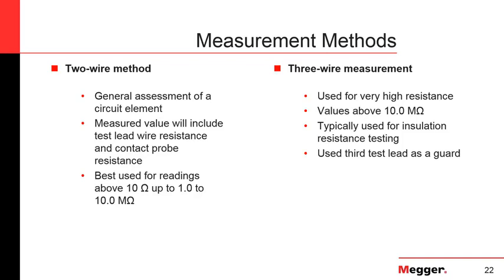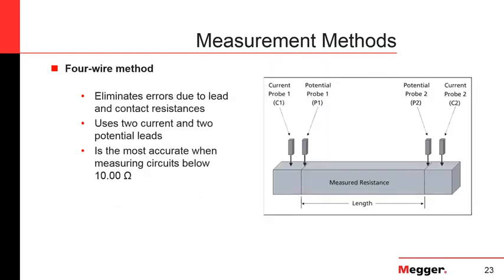Okay, so now that we have these two in mind, and we know that those are not meant for low resistance testing, let's talk about the 4-wire method, the one that we will use for low resistance. We include the 4-wire because it will help eliminate the errors due to the contact resistance, and of course it is the most accurate when measuring those low ranges of resistance.